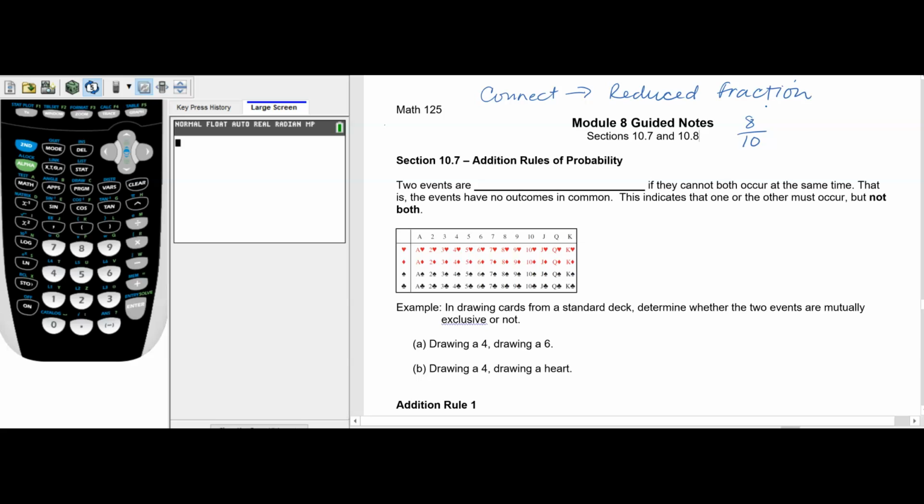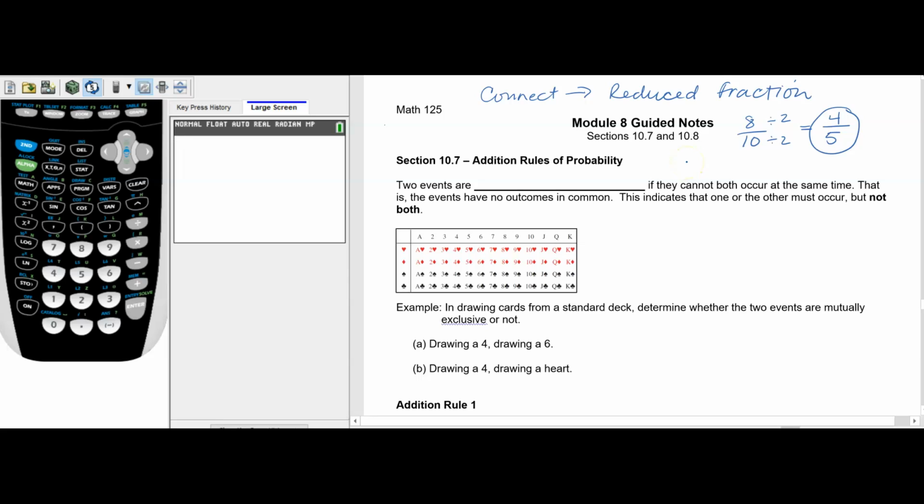So what number goes into 8 and 10? You could divide both of those numbers by 2, okay? And by doing that, you're going to get a 4 on the top and a 5 on the bottom. So 4/5 would be the reduced fraction of 8 over 10, okay?